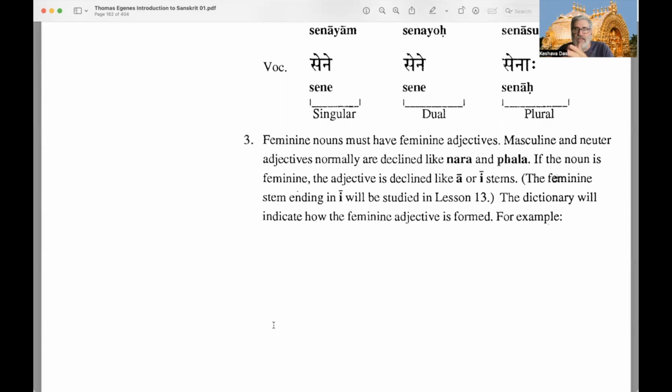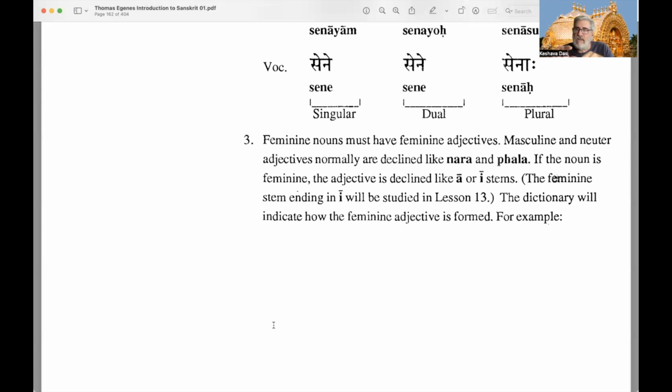So adjectives are like nouns, but they can have endings put on them, either masculine endings, feminine endings, or neuter endings, depending on what they describe. So for example, if I say a beautiful man, I have to put masculine endings on the word beautiful, because the word I'm using for man is nara, which is a masculine noun.